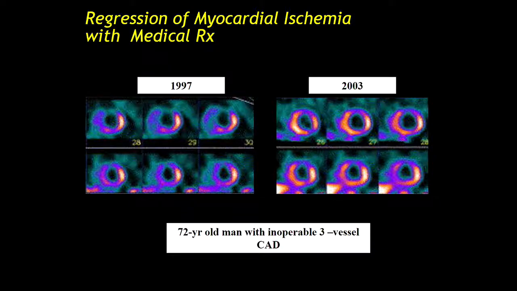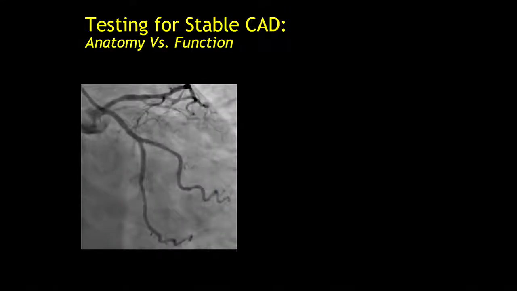Now, we know from studies such as ASTEROID that you do get small reductions in plaque. There is some degree of plaque reduction with intensive medical therapy, but an 80% stenosis is not going to become a 40% stenosis. So a lot of our medical therapy improves vasomotor function and decreases ischemia. So it is really important to get that functional information in addition to the anatomical information.